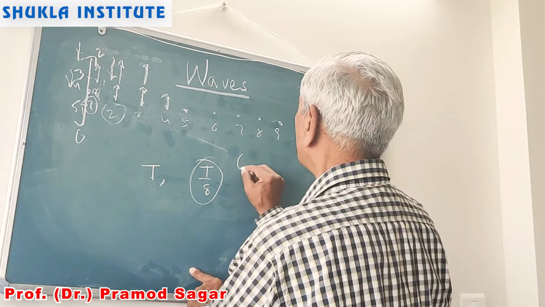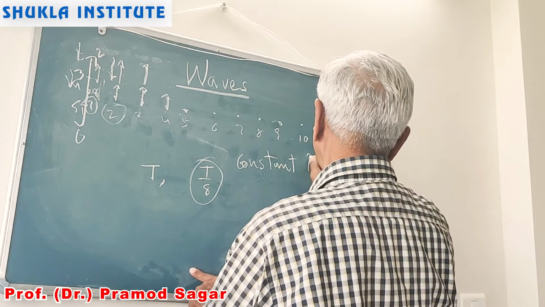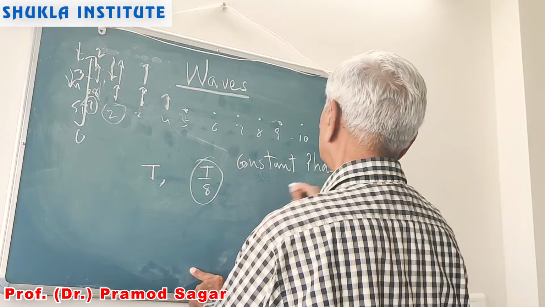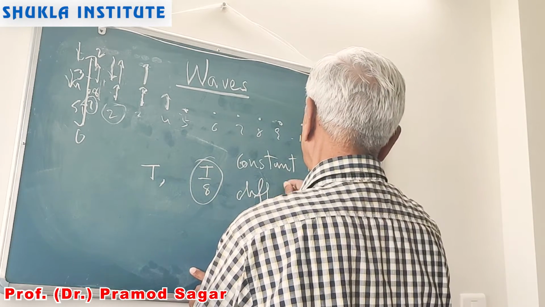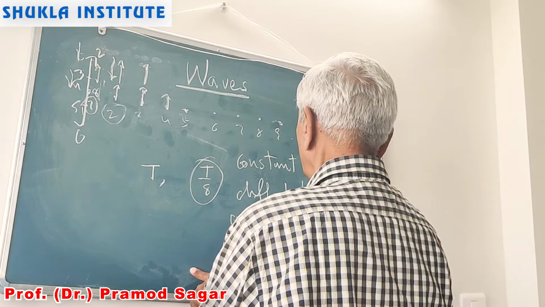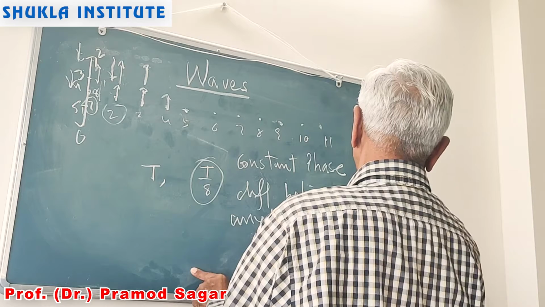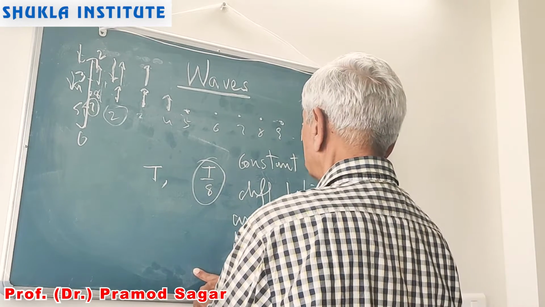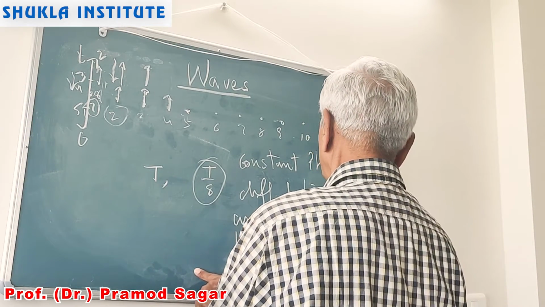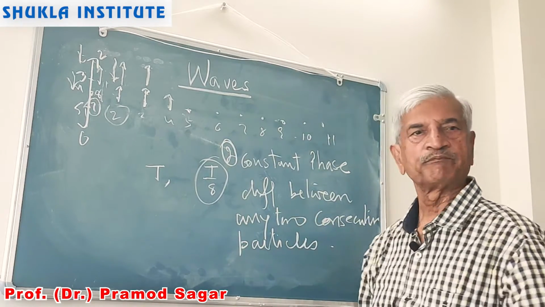or we may as well say constant phase difference between any two consecutive particles. This is property number 2.